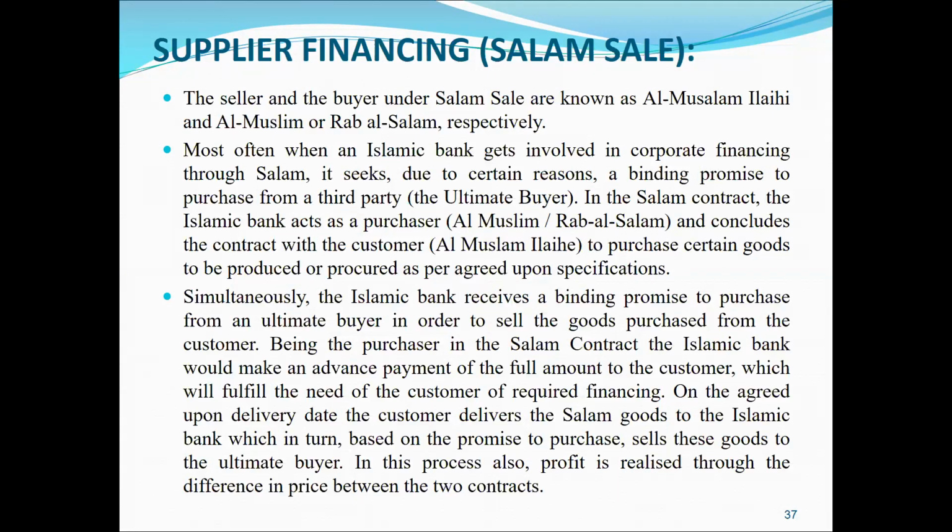Being a purchaser in the salam contract, the Islamic bank should make an advance payment. Here's the difference from istisna: the customer receives advance payment of the full amount, which will fulfill the customer's required financing need. On the agreed upon delivery date, the customer delivers the salam goods to the Islamic bank, which in turn, based on the promise to purchase, sells the goods to the ultimate buyer. So in this process, the profit is realized through the difference in price between the two contracts that will be signed, with the ultimate buyer and the producer.